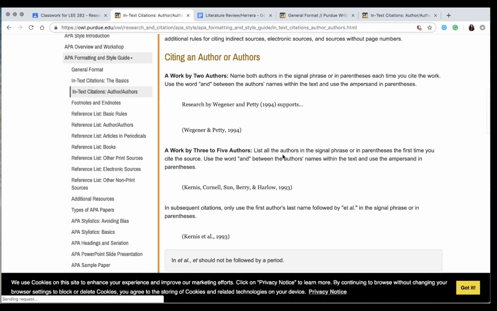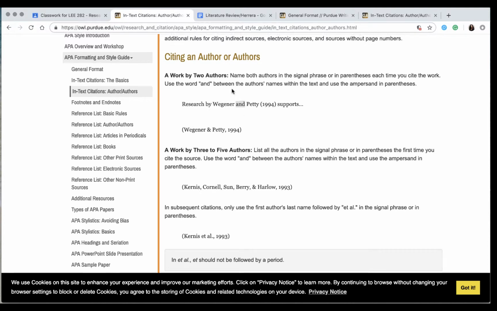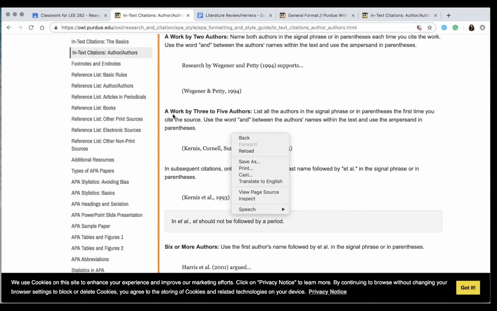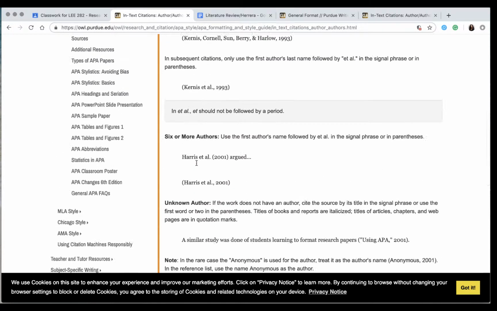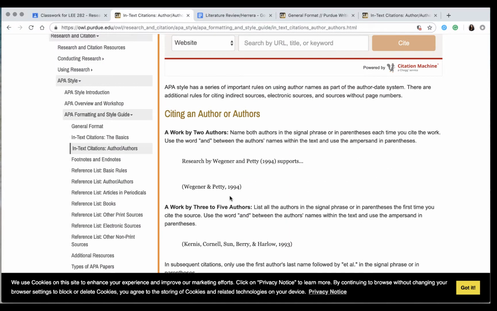There are rules if there's one author or two; there's a specific rule where you have to use an ampersand, right? If it's within the sentence, you have to use the whole word "and." All right, so just pay attention to those things. There's a specific rule if there are 3 to 5 authors. There are specific rules if there are 6 or more authors. So just make sure you look at the various rules, okay?